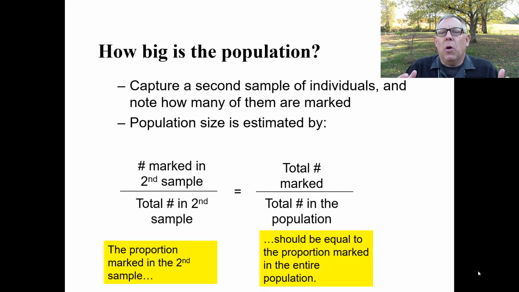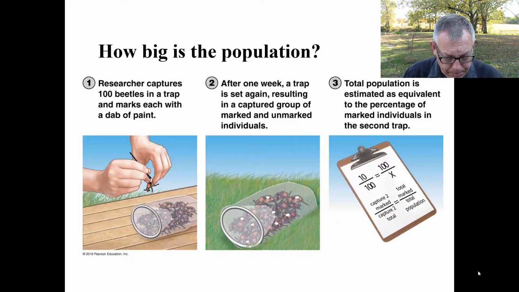There's no way you can go and capture all the individuals in a population, but by taking a sample, we can extrapolate from that sample and get an estimate of the number. But then again, it depends upon the size, the area. The number has to be divided by the area, so you get the number per unit area.